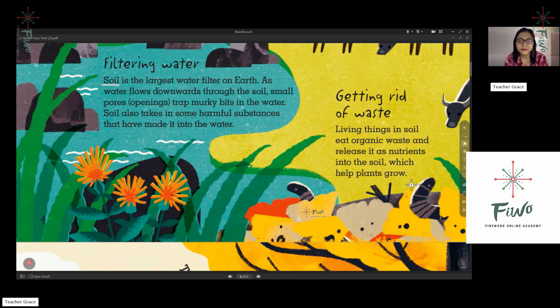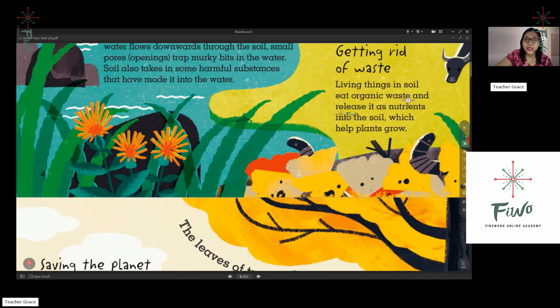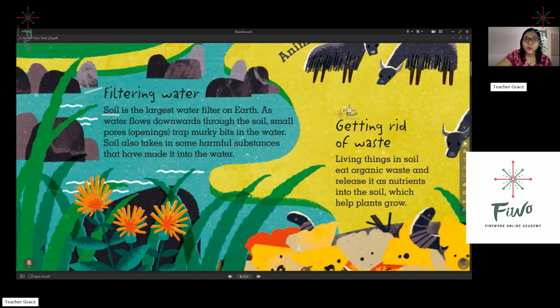I think bacteria. I'm sorry, what's bacteria? Yes. Okay. Bacteria. Yeah, so there are also bacteria underground that help in the decomposition of some waste or some of the materials that we throw in the ground.